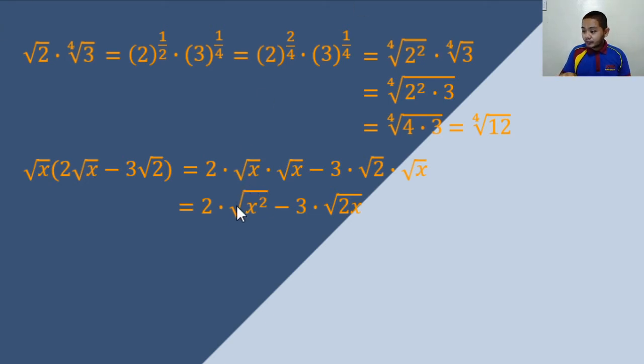So, simplify natin ito. Ito lang mas simplify natin dito. Yung square root ng x squared, that will become x. So, notice natin dito, different terms sila. 2x minus 3 square root of 2x. Wala na tayong ma-factor out dyan. So, in that case, that will be now our final answer.